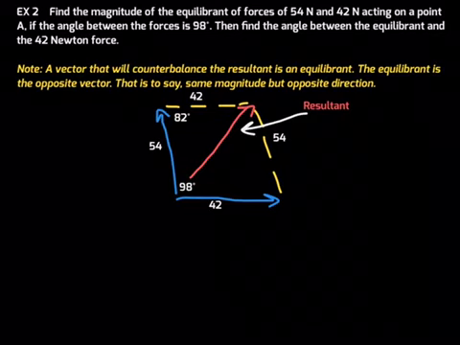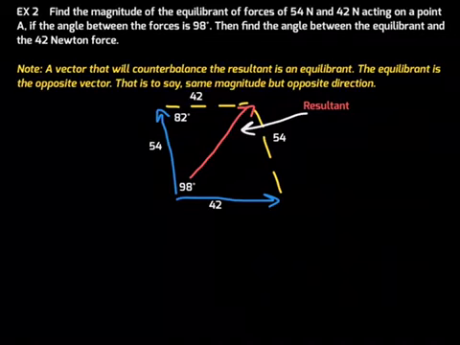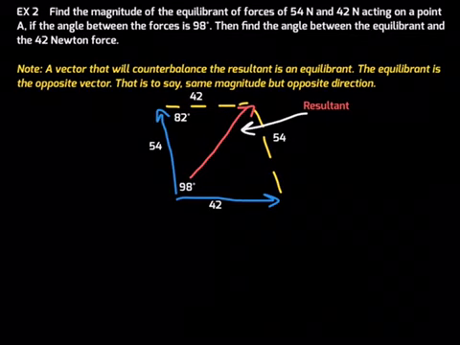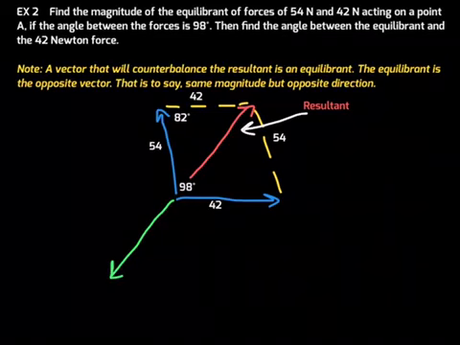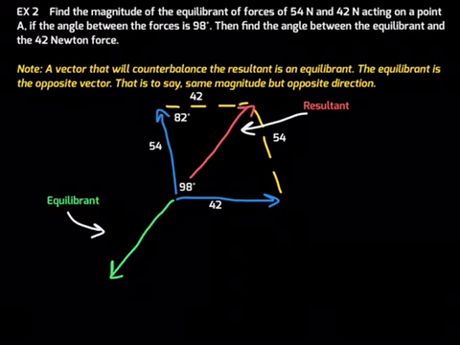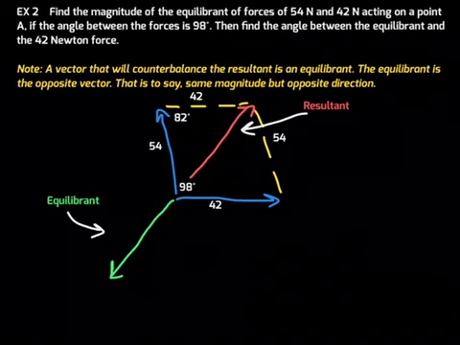What I want to do now is draw the equilibrant. Remember, the equilibrant will be the opposite of the resultant. The equilibrant will have the same length as the resultant vector, but it will have opposite direction. That means the equilibrant will be over here. This is the equilibrant, with opposite direction. Let me go back to the instructions. Find the magnitude of the equilibrant. So they want us to find the length of this vector.